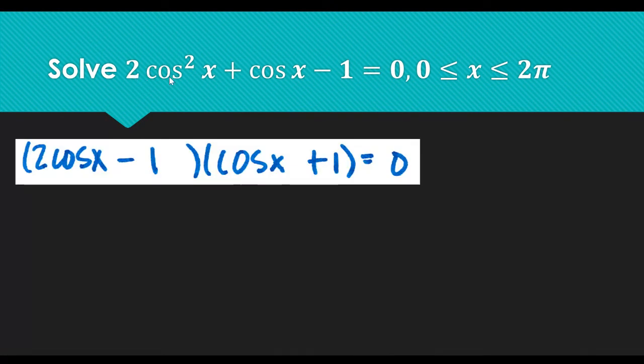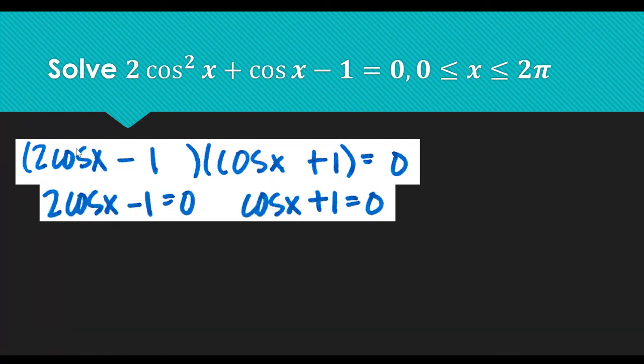So when I have 2 cosine squared x, I know I need 2 cosine x times cosine x, because when I multiply those together, that gives me that. And then I need factors of -1, or -1 and +1. I just have to decide where they go. So I put the -1 here because when I do outside 2 cosine times +1 and inside -1 times cosine, that's what's going to give me that plus cosine in the middle. So now that I'm factored, I can set each factor equal to 0. And then I'm going to solve these.